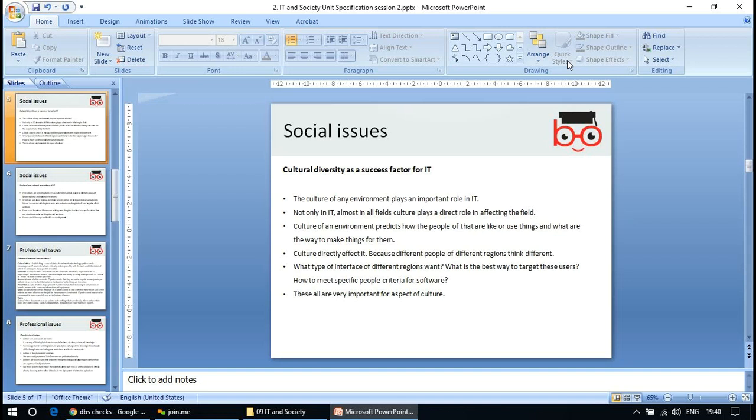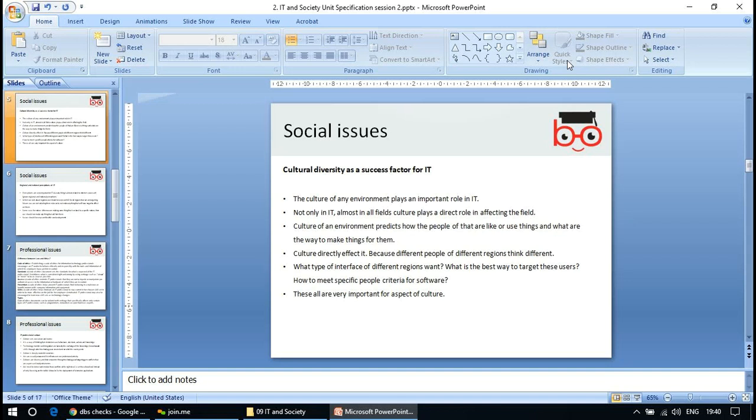Let me finish this. It says culture of an environment predicts how the people of that environment like or use things, and what are the ways to make things for them. Culture directly affects IT because people of different regions think differently. What type of interface do different regions want? What is the best way to target these users? How to meet specific people's criteria for software? These are all very important aspects of culture.